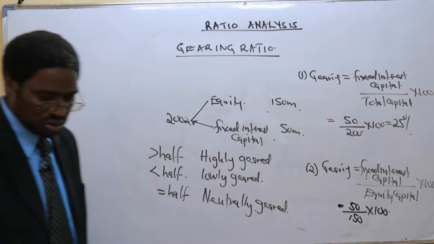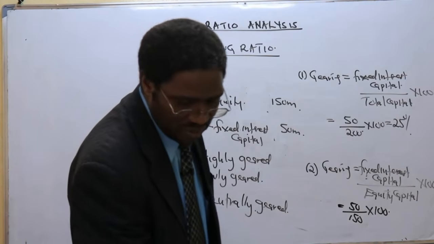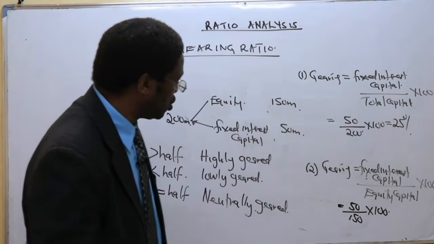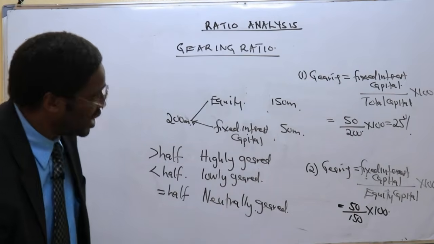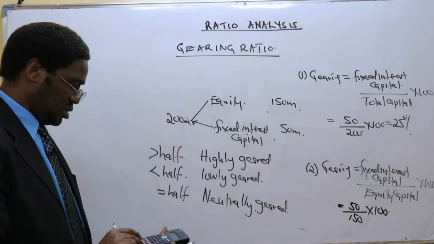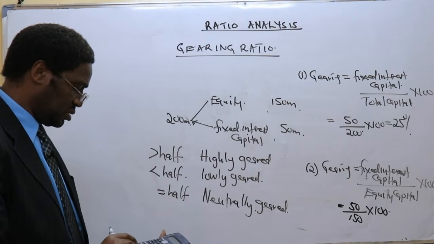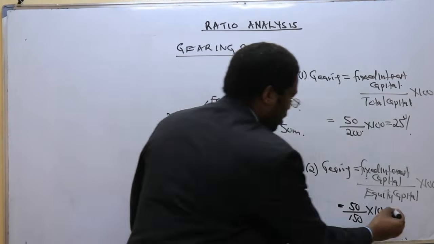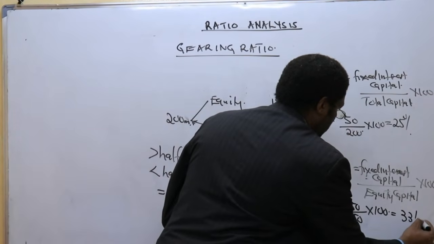What's the ratio? There I am getting a ratio of what? Let us divide 50 by 150. That looks like 33 and a third, 33 and a third %.